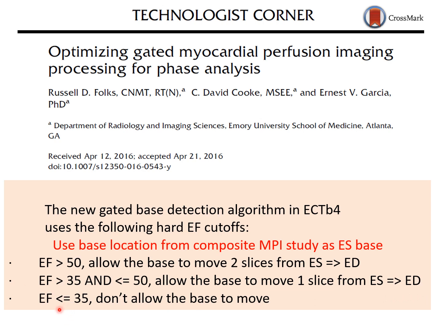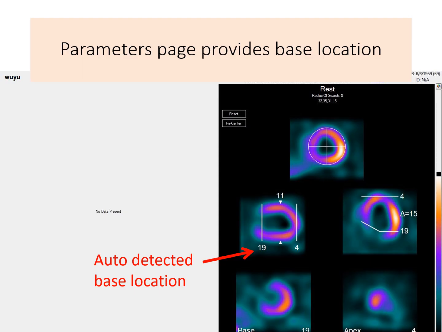For patients like the typical heart failure patients that we're talking about, we don't allow the base to move from systole to end diastole. So let's take, for example, this patient where the correct value with the automatic detection was a base at slice 19, which, by the way, you want to look at the base for a backward C and at the apex for the cap of the LV without a hole in it. And this is described in the Fox article.